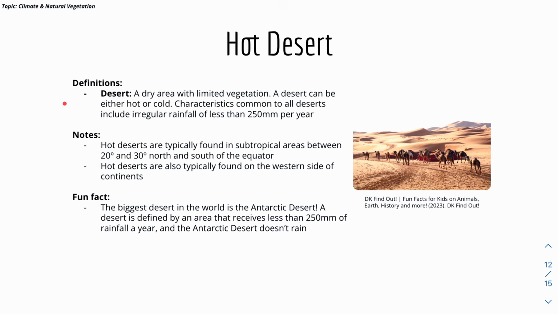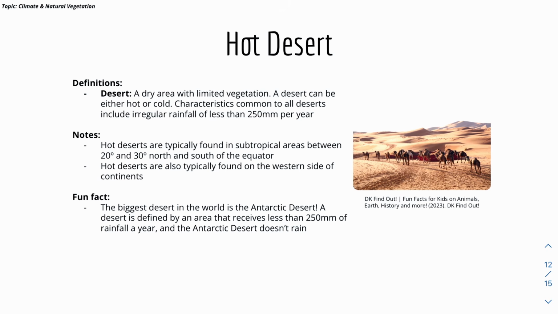And here's more notes on hot deserts. As I mentioned, the desert is basically a dry area with limited vegetation, and they can be either hot or cold. Because the definition for desert is that it has irregular rainfall of less than 250 mm per year. So hot deserts are the deserts that you know, for example, the Sahara Desert or the Namib Desert. Whereas cold desert is, for example, the Antarctica.